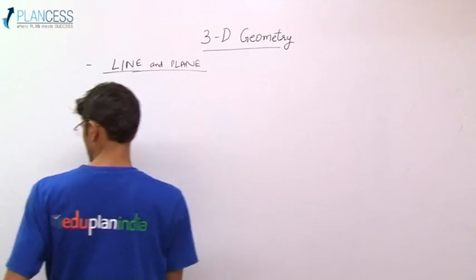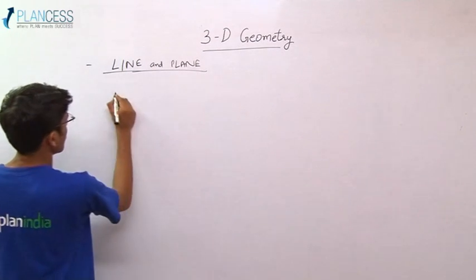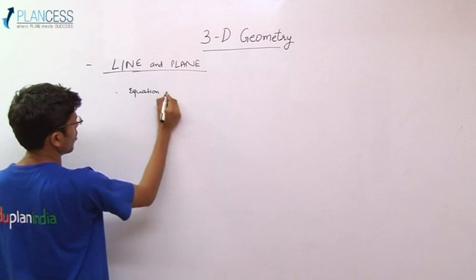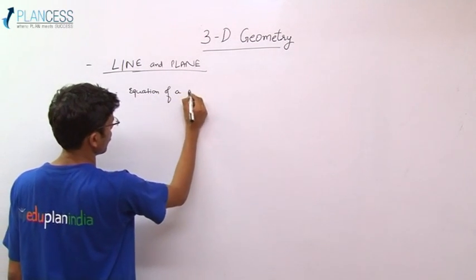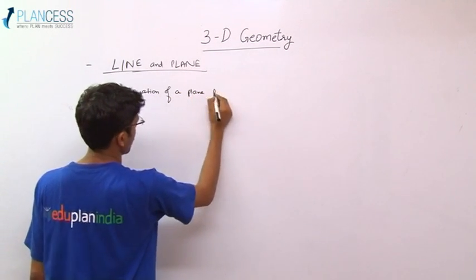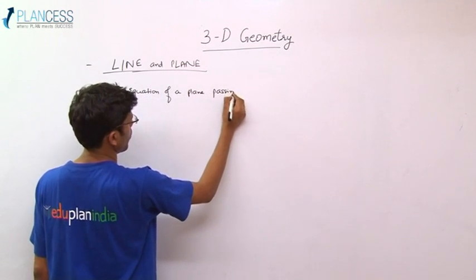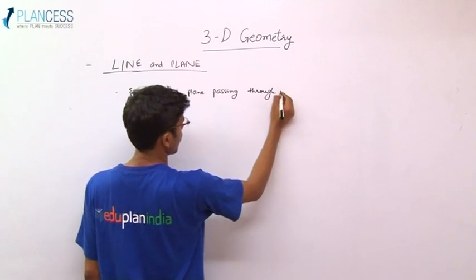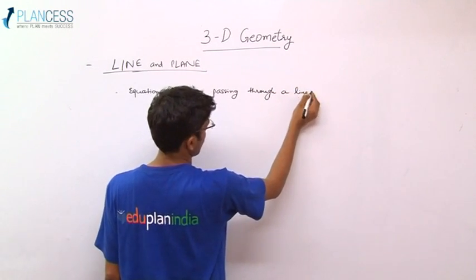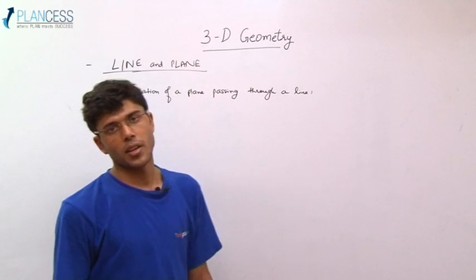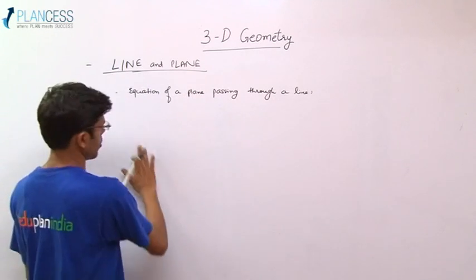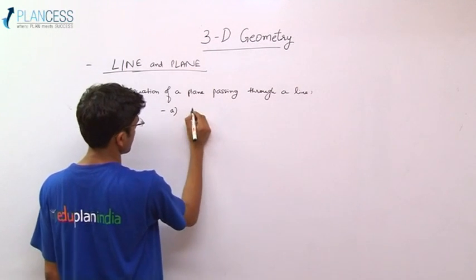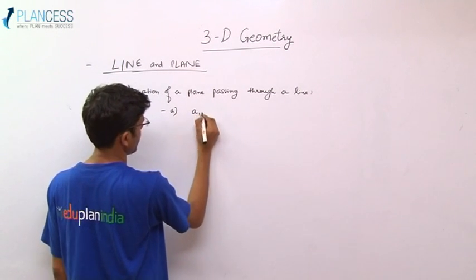Another issue is the equation of a plane passing through a line. We have to find the equation of a plane which is passing through a particular line. Say the line is given in two possible interpretations. First of all, say it is given as the intersection of two planes.